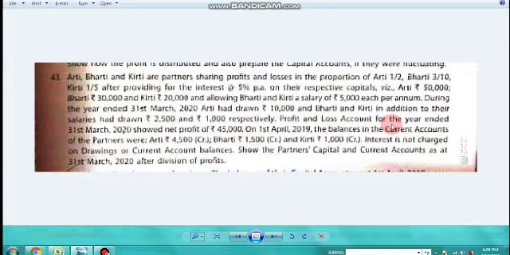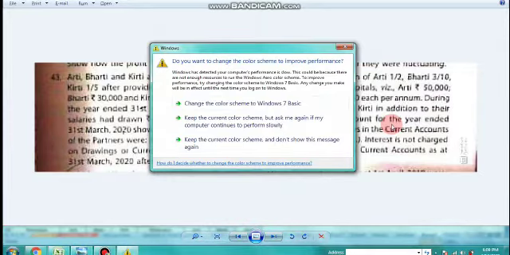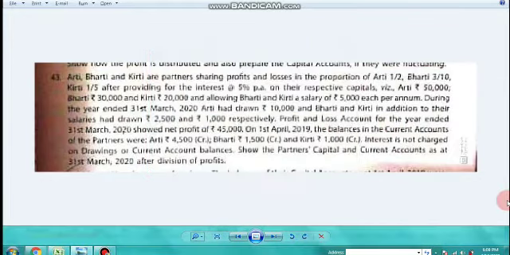On 1st April 2019, the balances of the current accounts of the partners are 4,500, 1,500 and 1,000. No interest is charged on drawings and the current account. Interest will not be charged on the current account. Show the partners' capital and current accounts as on 31st March 2020.